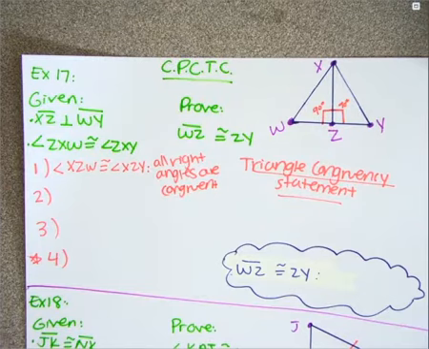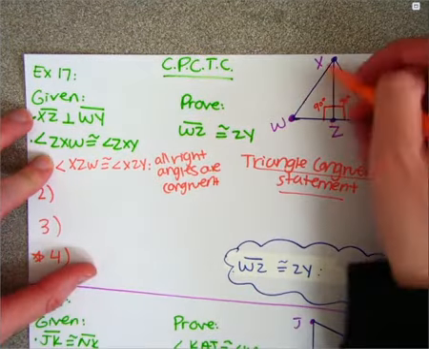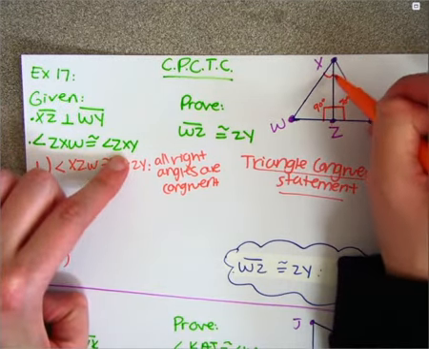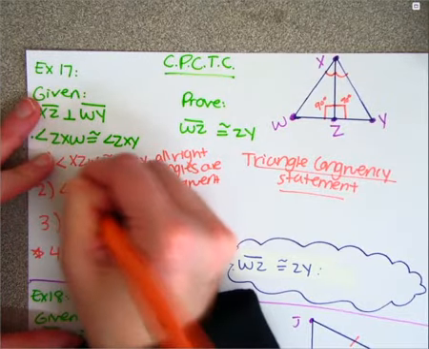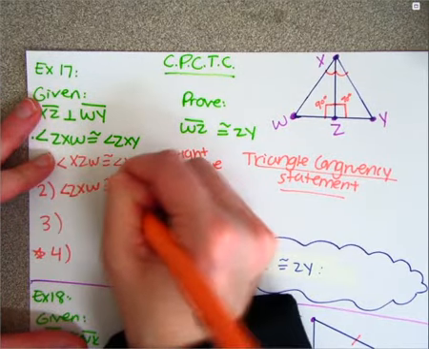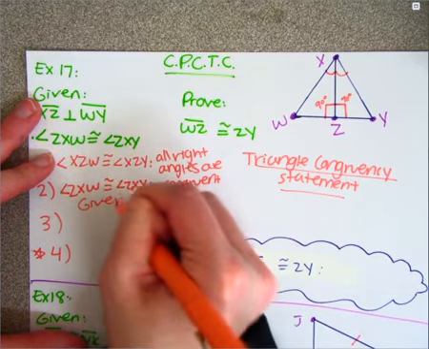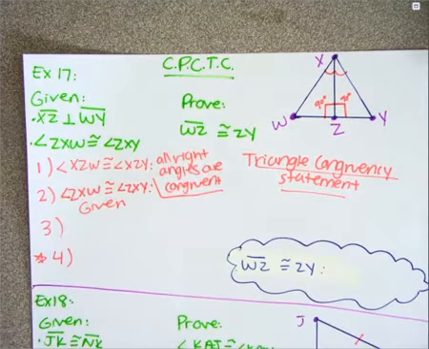So there you go. Okay, I'm also given that angle ZXW, so this one, is congruent to angle ZXY, so this one. And that's just simply because it was given to me. So angle ZXW is congruent to angle ZXY because it was given to me. Sorry, I know this is kind of running into that statement.